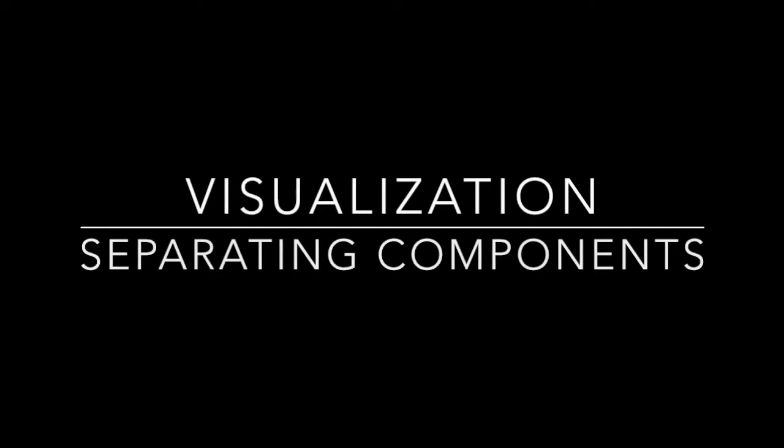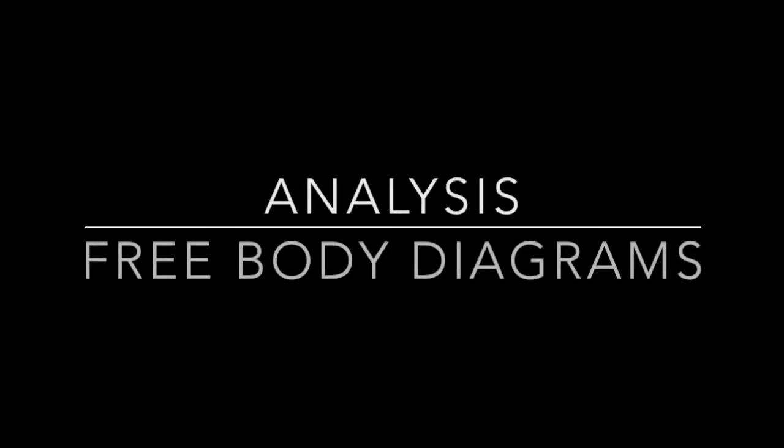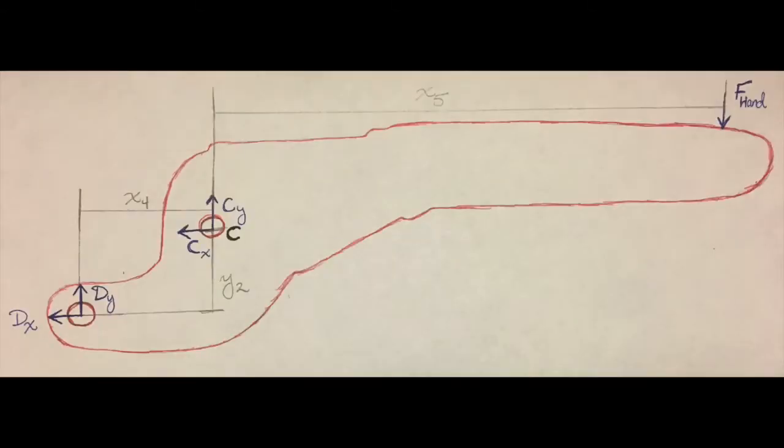To analyze the forces, we can separate the shears into four main pieces: the bottom handle, the top handle, the bottom blade, and the tab. Here's the free body diagram for the bottom handle. Next, we consider the free body diagram of the top handle.